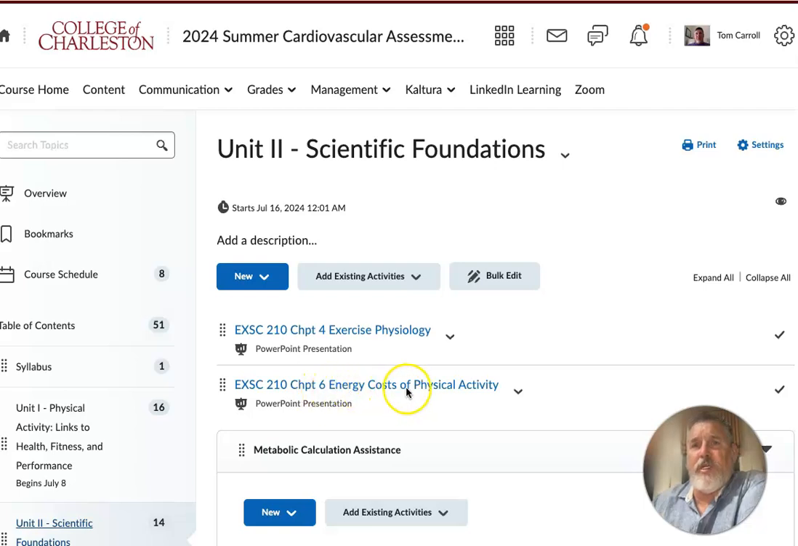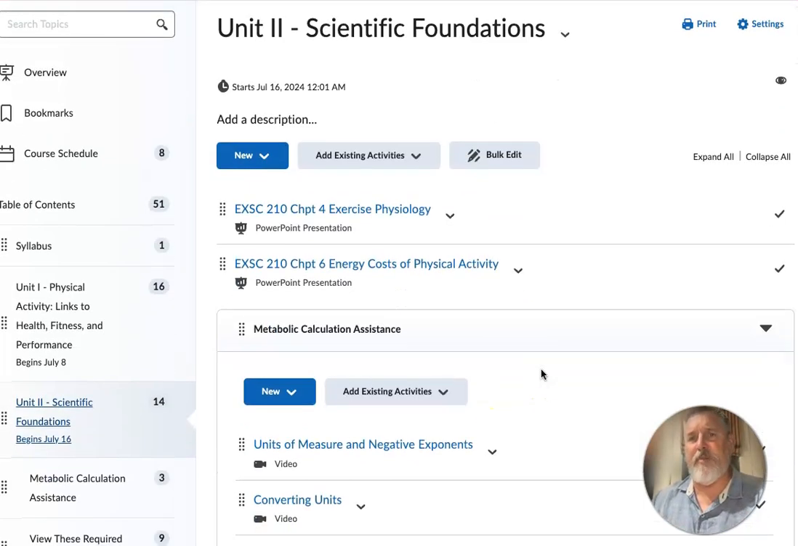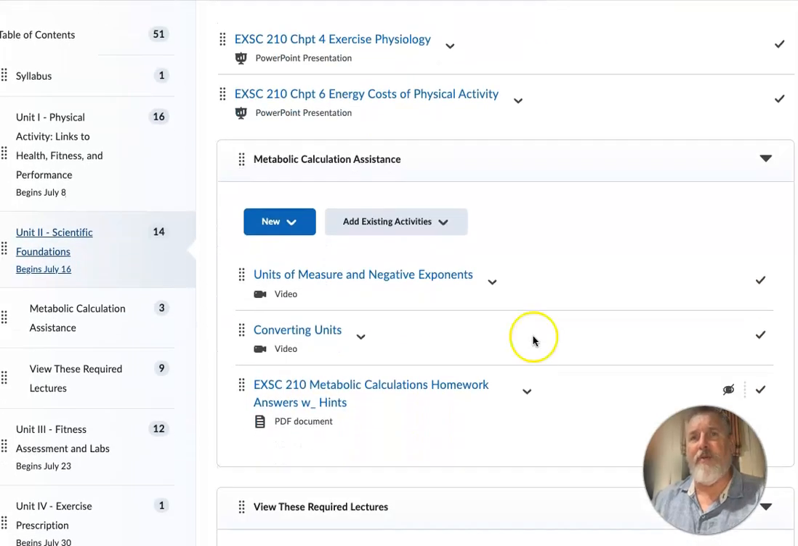Then chapter 6, energy cost of physical activity. This is the same thing as metabolic calculations. Now, for this energy cost of physical activity, I've given you a couple of supplemental assistance videos. One is on units of measure and negative components. So if you don't understand mils per kg, like what the multiplication times the negative 1 is, so if you have a negative exponent, do you understand what that means? If not, watch this short video. It's a good one. And then if you need help converting units, I've given a short video.